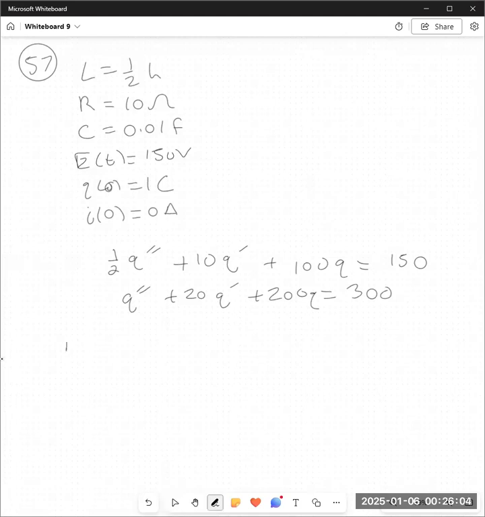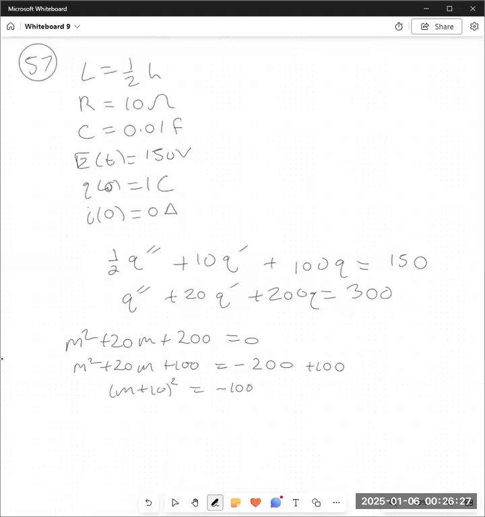Our auxiliary equation is going to be m squared plus 20m plus 200 is equal to 0. m squared plus 20m is equal to negative 200. Half of 20 squared is 100. That's 100. (m plus 10) squared is equal to negative 100. So m plus 10 is equal to plus or minus 10i. m is equal to negative 10 plus or minus 10i.